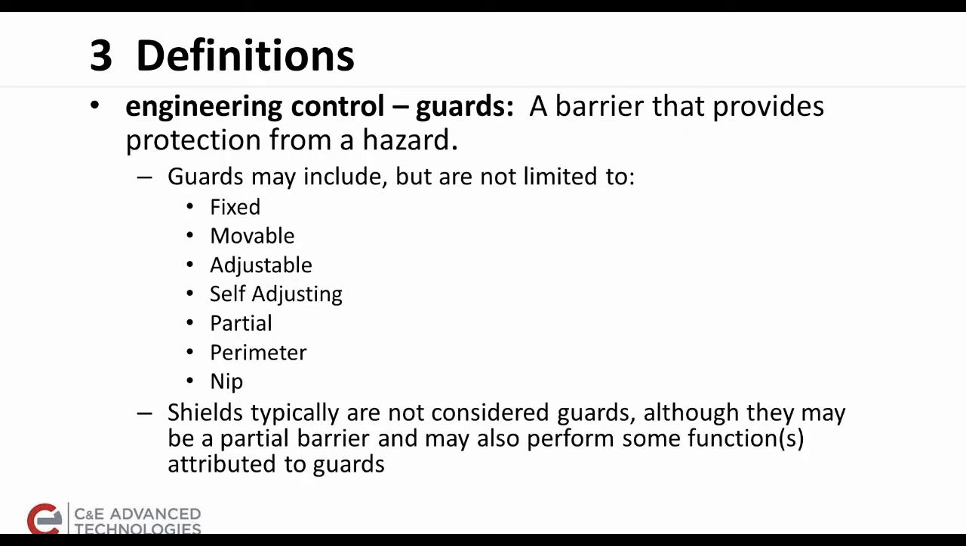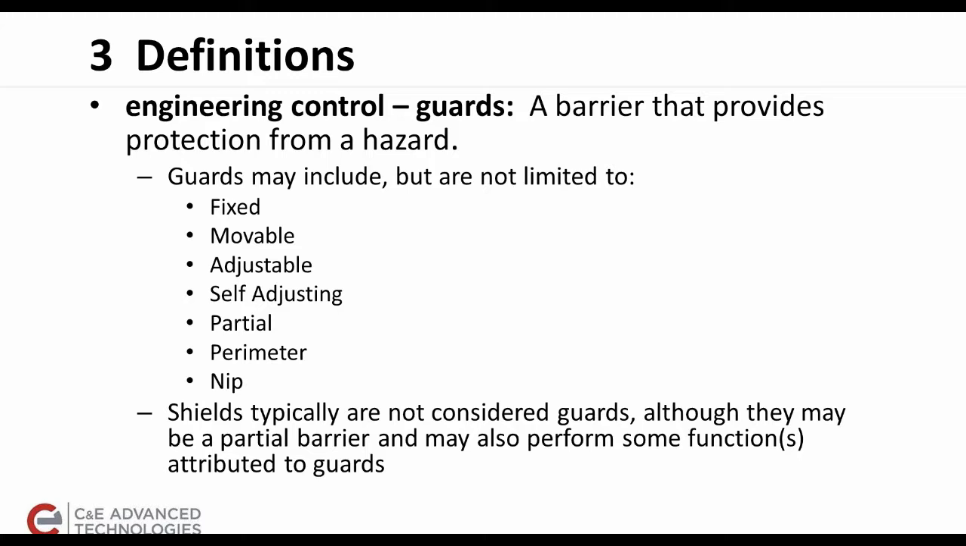We have engineering control guards. Basically, a guard is a barrier that provides some kind of protection from a hazard. It is a physical device, and again, are categorized by their value as to exactly what it is you're trying to get them to accomplish.